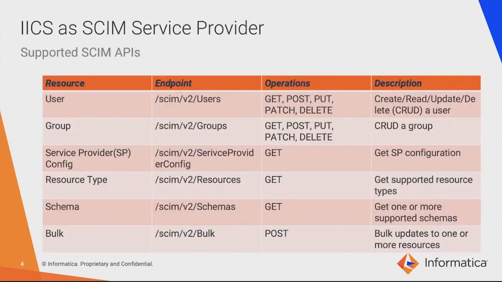And these are the different APIs that Informatica supports at this point as a platform. As you can see, we can do CRUD operations on the users and groups, and we can also do bulk updates for our users, for example. And the other information is more so for the SCIM client, which could be a bunch of GET operations that we support for config and other metadata. So these are the APIs that we support at this point from the Informatica platform.